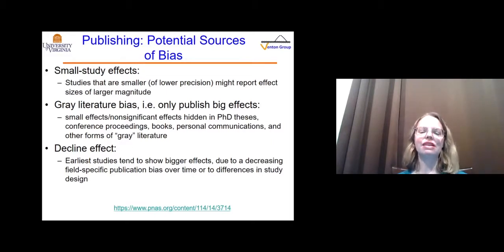And then the decline effect is that the earliest studies show this big effect, and then when they're repeated and done more carefully and we try and fill in what are the conditions it works under, et cetera, we tend to see less effect as it goes on in time.